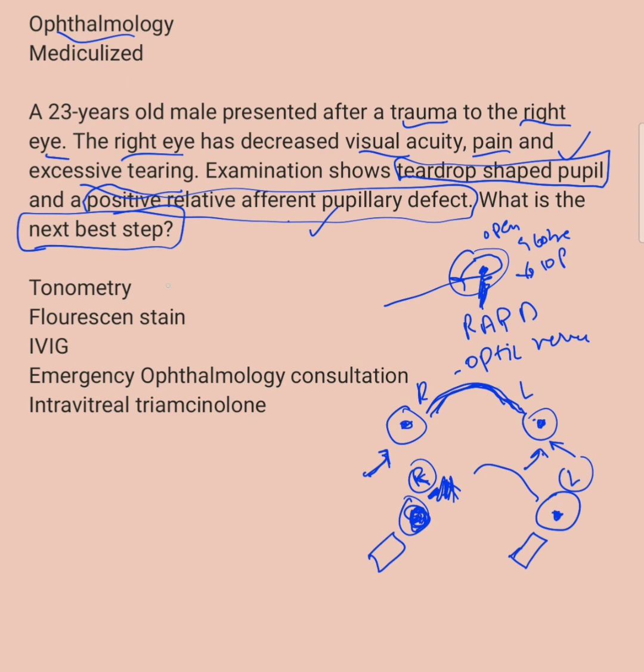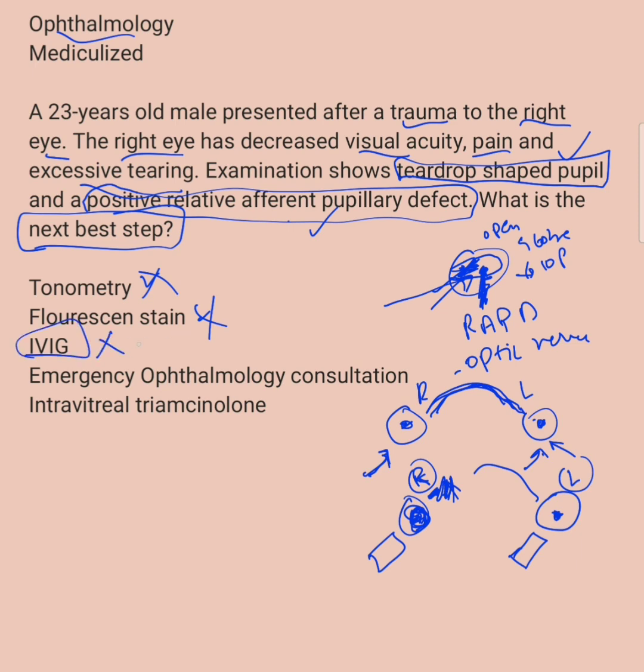So now, what is the answer? Remember, it is open globe injury, so tonometry and fluorescein will not be the right options, because here there is a rupture. With tonometry, there's already decreased pressure, because all of the aqueous humor is out of the eye due to the open globe injury. So this is contraindicated. It will further damage the eye. Fluorescein is also contraindicated because there is a corneal defect, so it can enter into the eye. So fluorescein and tonometry are not the right options.